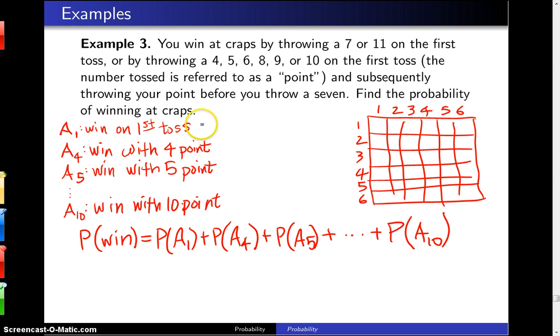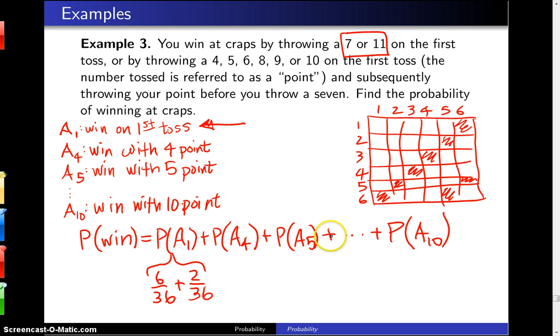Now P of A1, which is winning on the first toss, corresponds to rolling a 7 or an 11. Well, the probability of rolling a 7, those are these outcomes right here. So that is going to be 6/36. Or you can also win on your first toss by rolling an 11. And that's going to be a 6 and a 5 and a 5 and a 6. So there is the easy one, which is the probability of winning on the first toss.